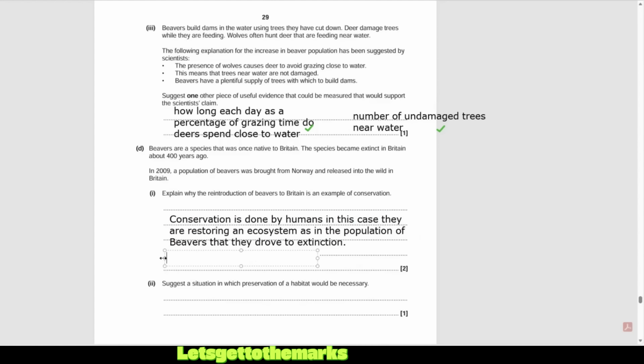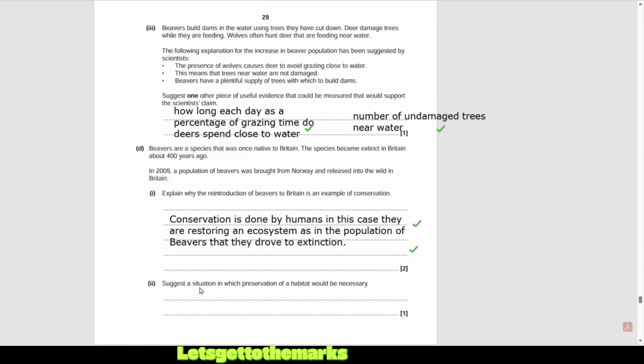Now, conservation, conserving, keeping the same, could have been that before the beavers were made extinct, they introduced measures. So again, humans intervening in the ecosystem or the habitat in order to keep the beavers from going extinct. But 400 years ago, they didn't have the means, or they weren't bothered to do that.